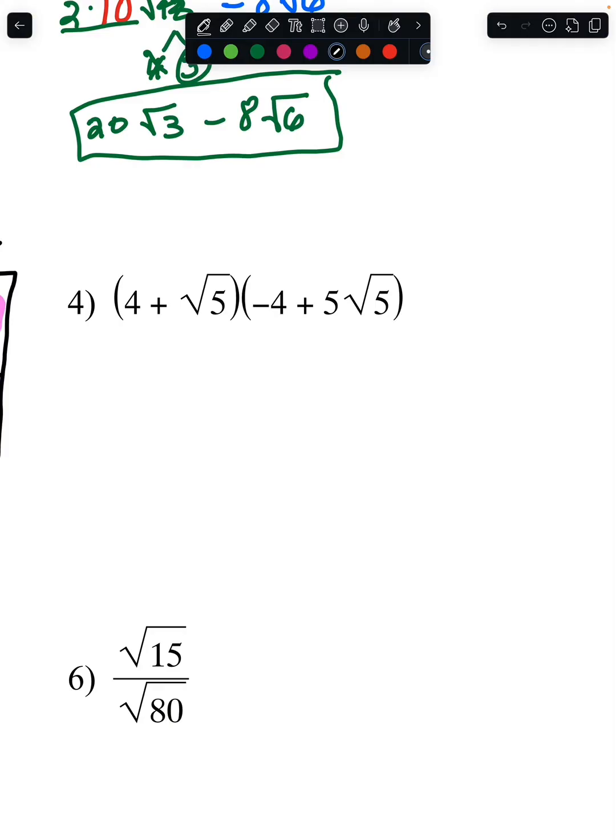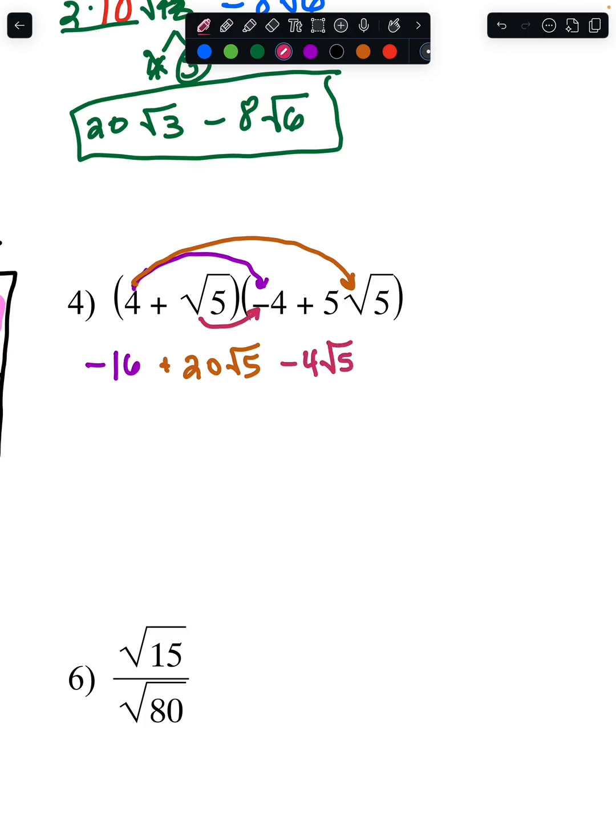So let's go ahead and do some multiplication. 4 times negative 4 is negative 16. And then I'm going to do 4 times 5 root 5. That's going to be 20 because I multiply the numbers on the outside. Root 5 just comes along for the ride. And then I'm going to do 5 times square root of 5 times negative 4 is negative 4 square root 5.